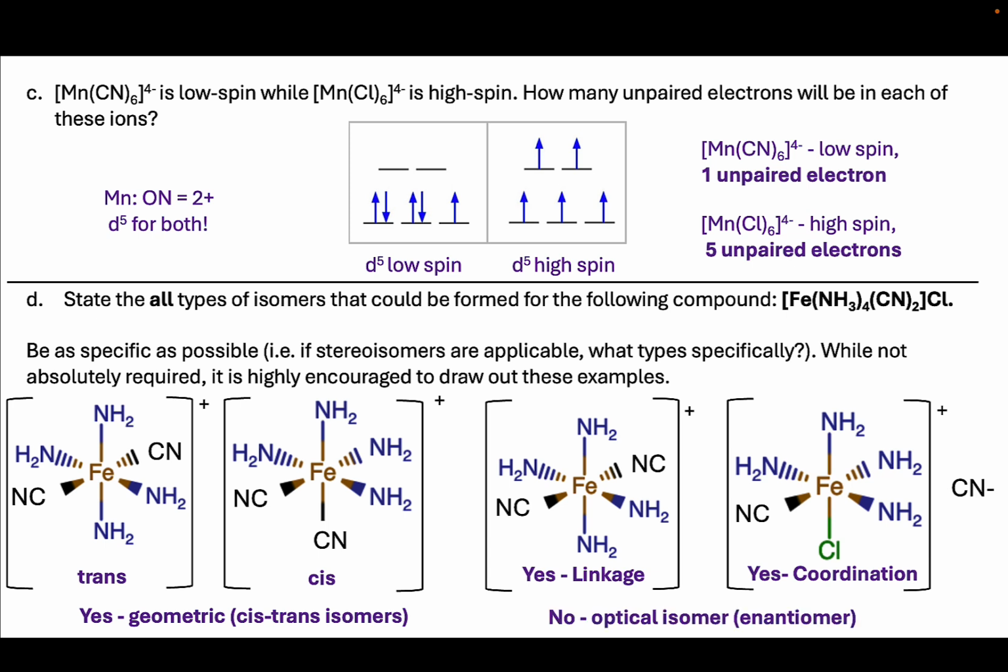There is no optical isomer or an enantiomer. That would be where we have our mirror image isomerization. That is not going to be relevant for this octahedral geometry where we only have 4 of one ligand and 2 of another.